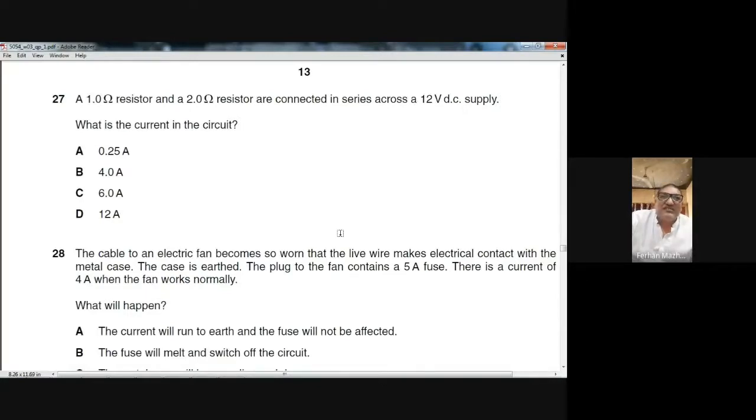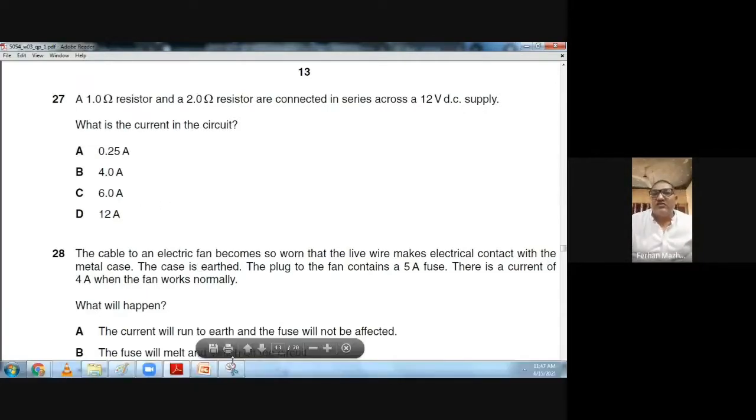So the total resistance of the circuit will be 3 ohm and the voltage EMF of the battery is 12 volt. So we can find out the current coming from the battery. The EMF is equal to IR. I will be equal to EMF divided by R. So it will be 12 divided by 3, and that is 4 ampere. That will be the answer.